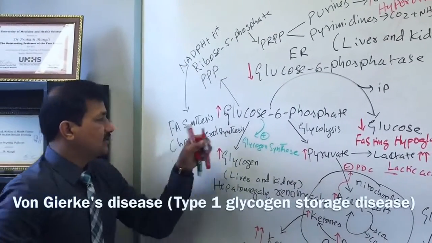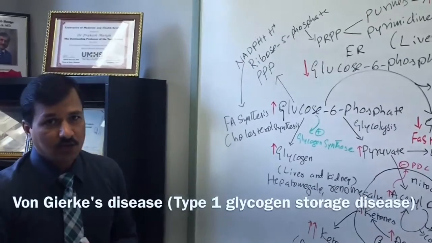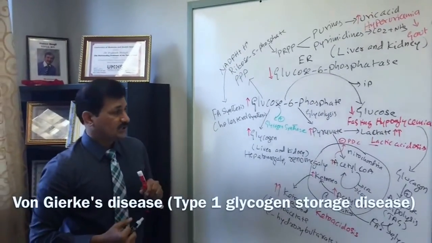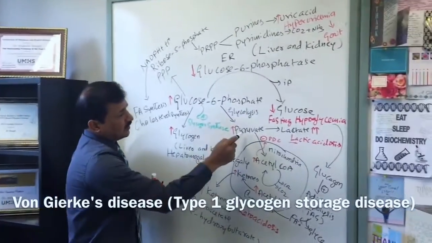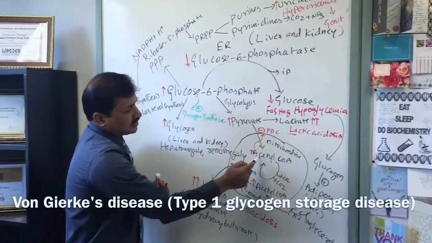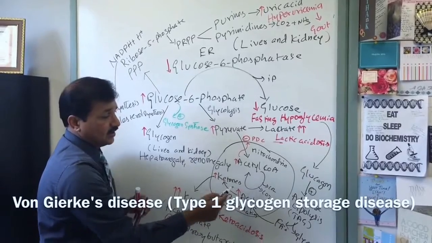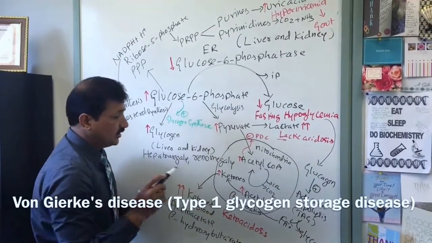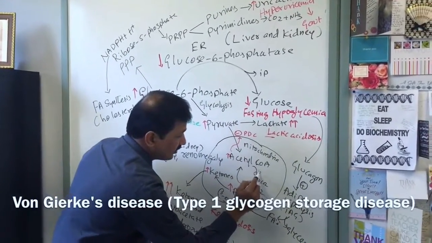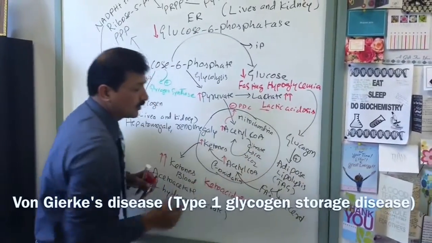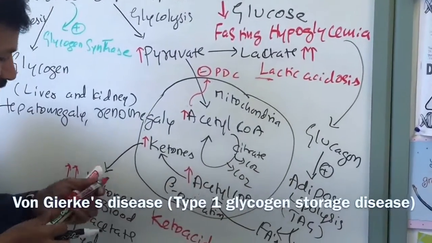Now, how can fatty acid synthesis and cholesterol synthesis go on in von Gierke's disease patients? As you can see here, initially pyruvate is going into acetyl-CoA. Acetyl-CoA saturates the TCA cycle. When the TCA cycle is saturated, the citrate, which is one of the intermediates of the TCA cycle, can move out of mitochondria.